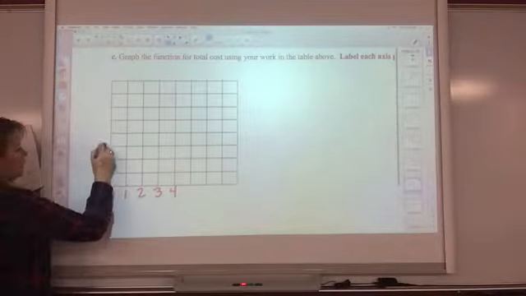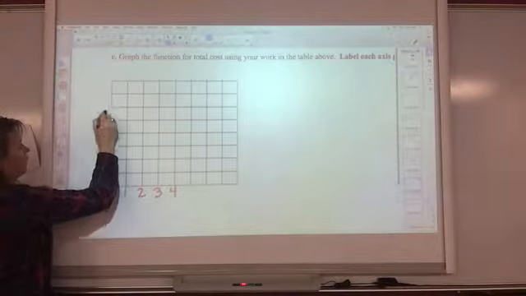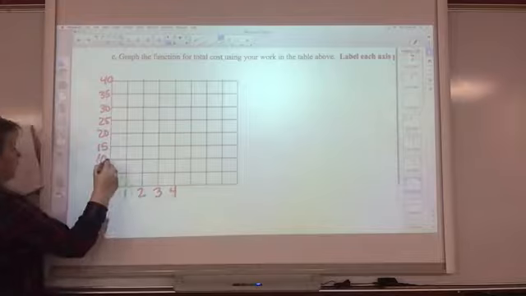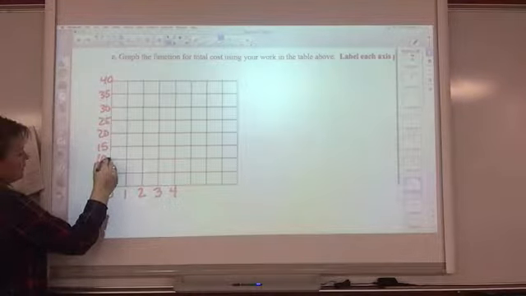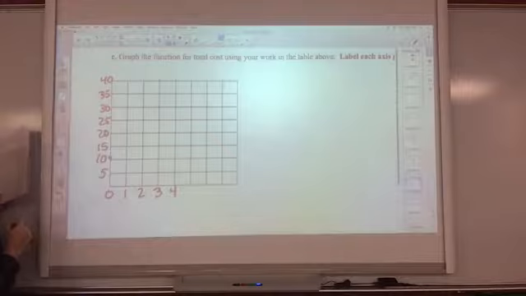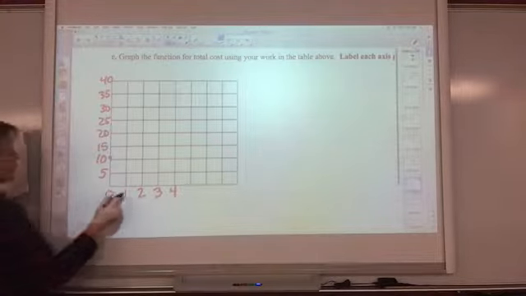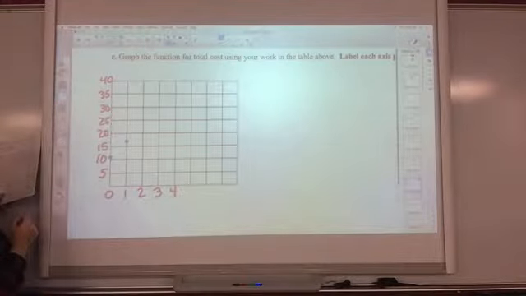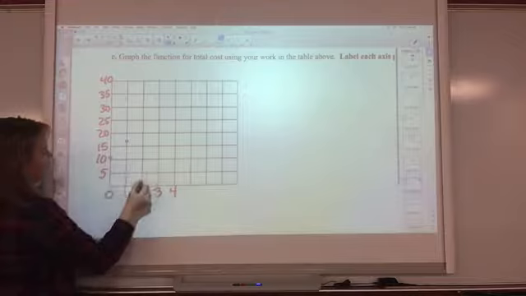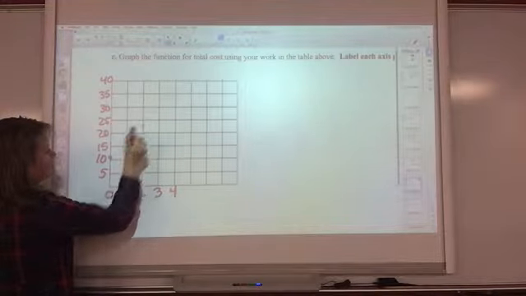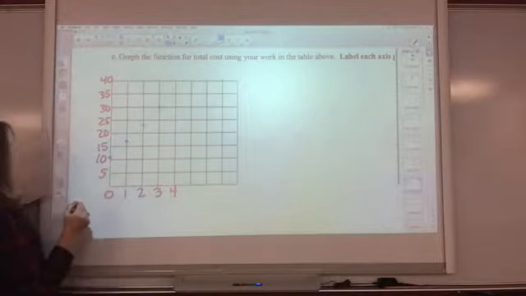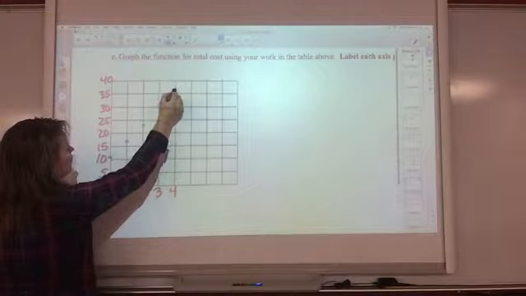5, 10, 15, 20, 25, 30, 35, 40. Looks like we're going to be able to make it. 0 pizzas cost $10.50. So we got to go a little above $10. 1 pizza cost us $17, so a little above $15. 2 pizzas was $23.50. It's almost halfway, a little bit more than halfway. 3 pizzas was $30, and 4 pizzas was $36.50, a little bit more.